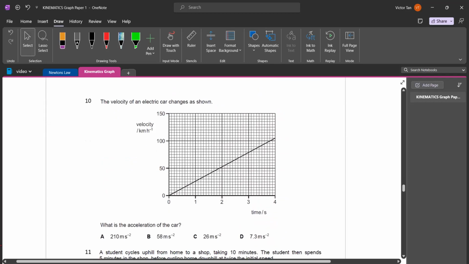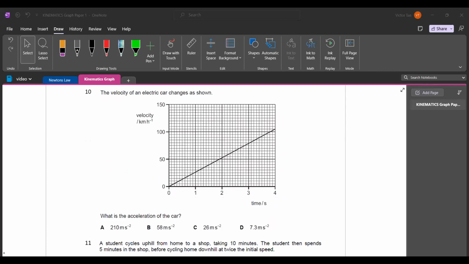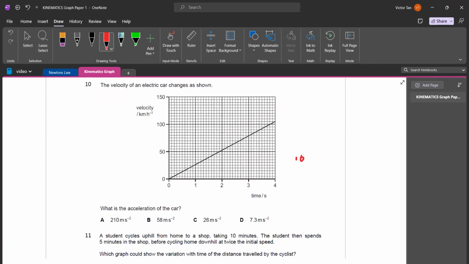The velocity of an electric car changes as shown. What is the acceleration of the car, which is the gradient? So it is 105 over 4, about there. So the answer is about 26.